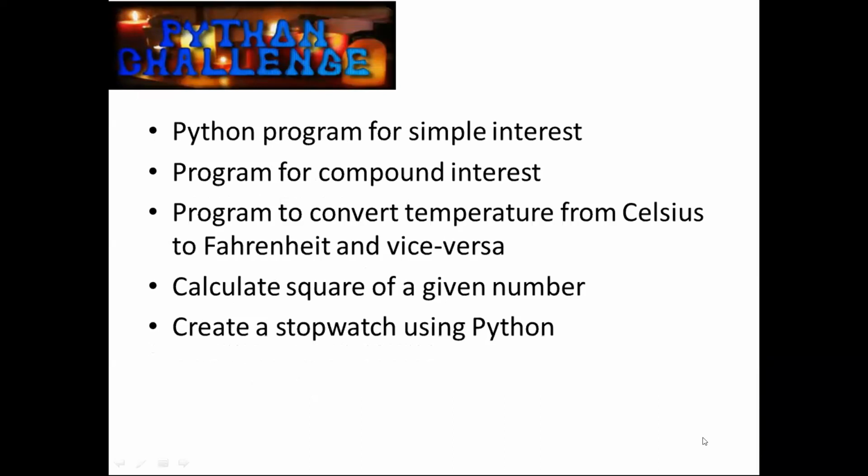Python program for simple interest. I'm pretty sure by this time you know what simple and compound interest is. If not, find out. You've got to convert temperature from Celsius to Fahrenheit and vice versa using a program. Calculate the square of a given number and create a stopwatch. All of this using Python.